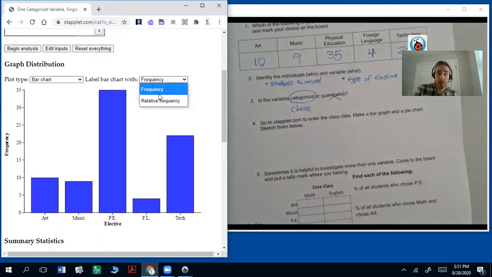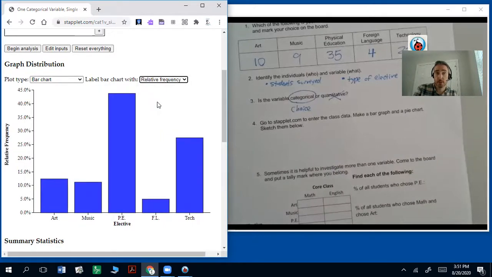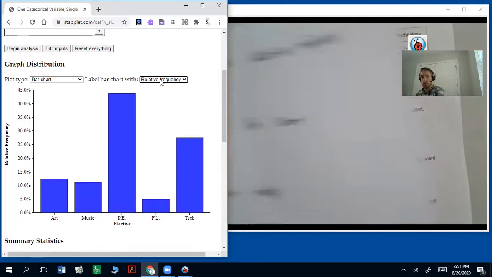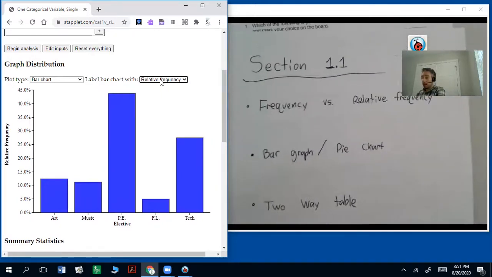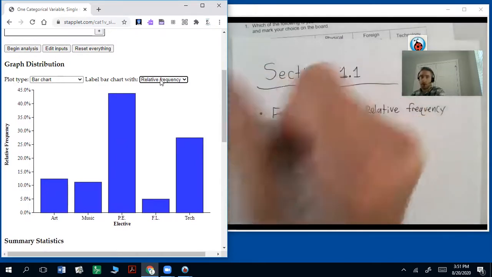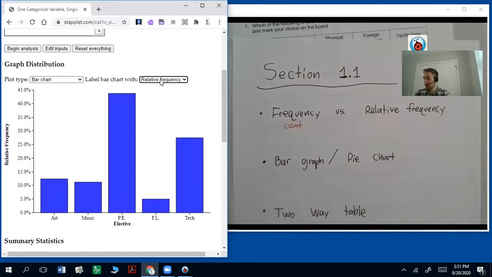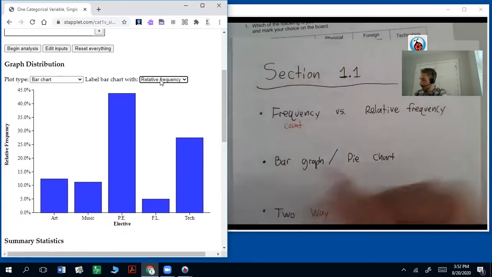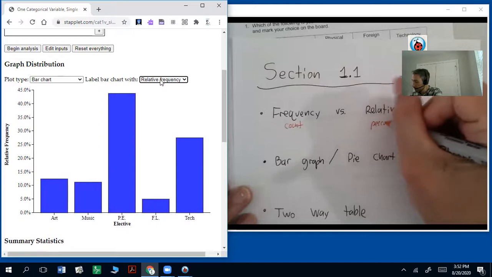And you can change that by going over here. Notice that it says relative frequency. So let me explain the difference, and I'm moving on to section 1.1 really quick. A frequency is going to be a count. That's it. It's the raw data. The relative frequency, which is usually more important, is the percentage.